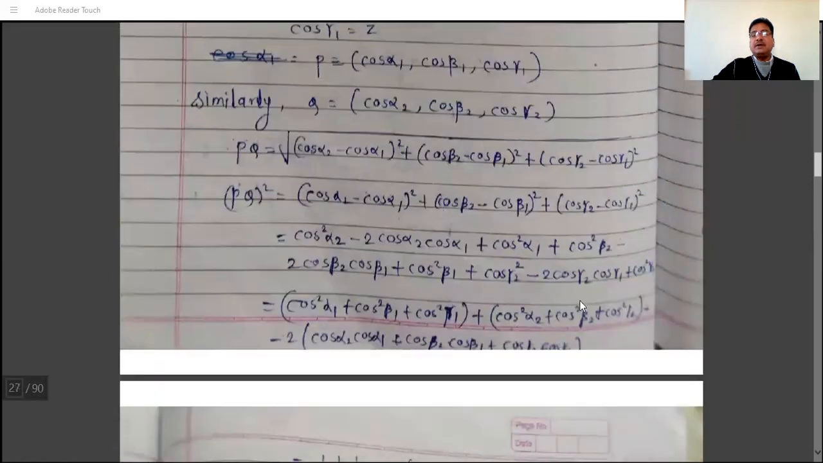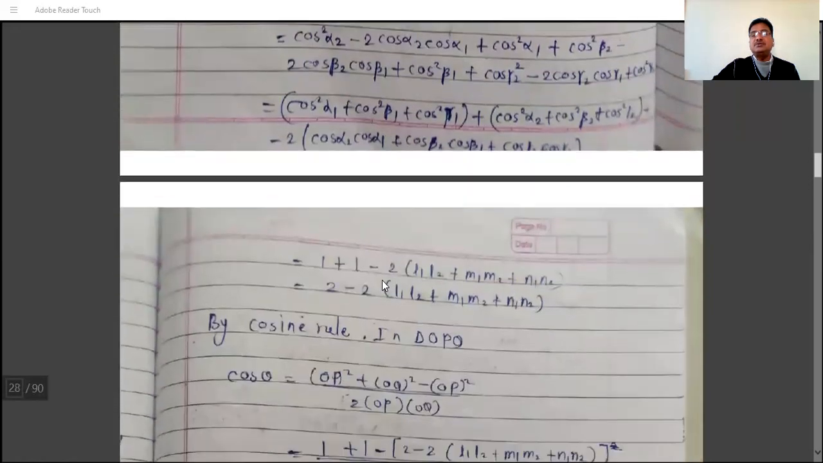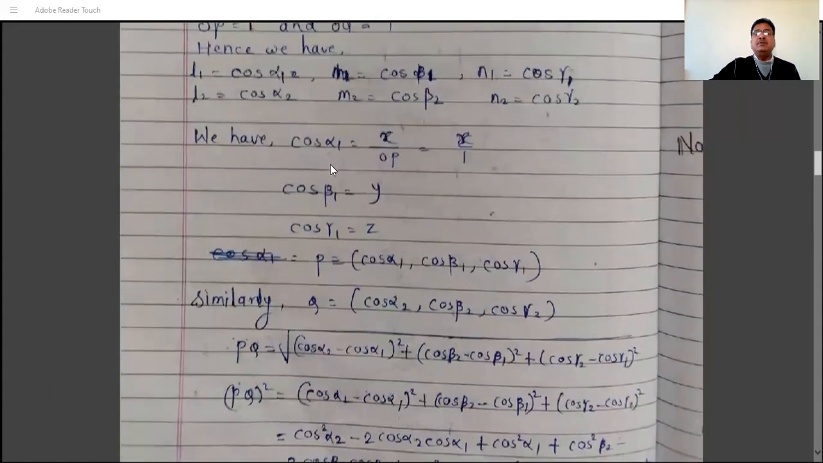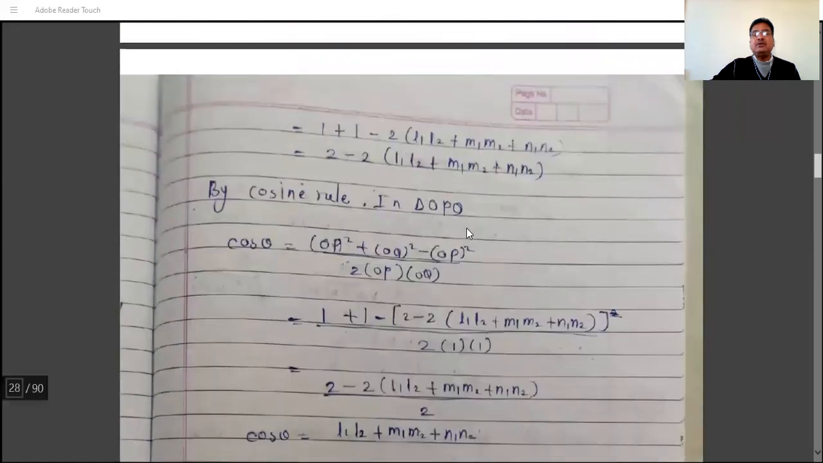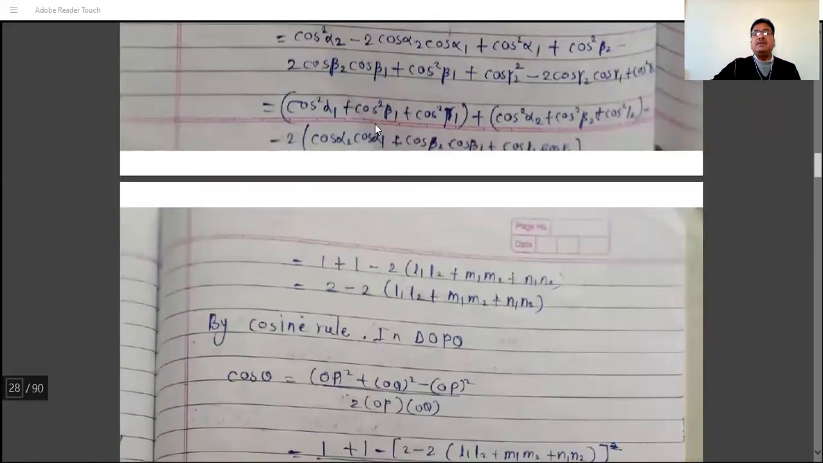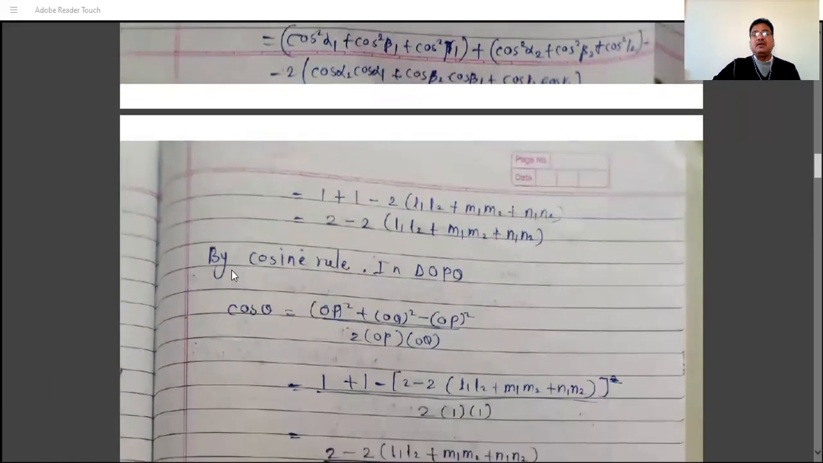The bracket of this answer is 1 minus 2, and cos alpha 1 and cos alpha 2 means L1 and L2, the notation. L1 means what? Cos alpha 1, and cos alpha 2 means L2. So in the new notation, what do we have? Cos alpha 1 into cos alpha 2 means L1 into L2. Similarly cos beta 1 into cos beta 2 means M1 into M2. And cos gamma 1 into cos gamma 2 means N1 into N2. And therefore 1 plus 1 is 2, minus 2 times L1 L2 plus M1 M2 plus N1 N2.